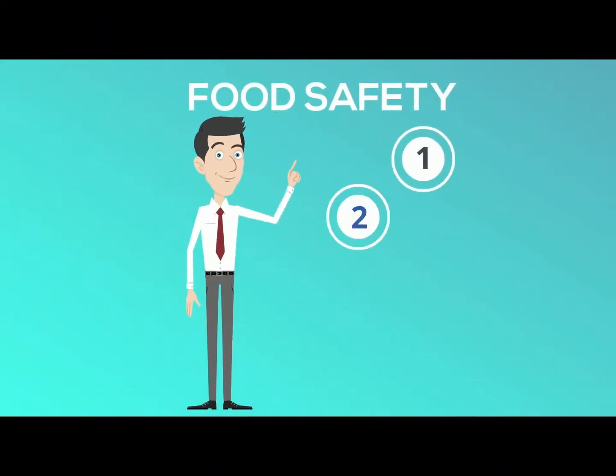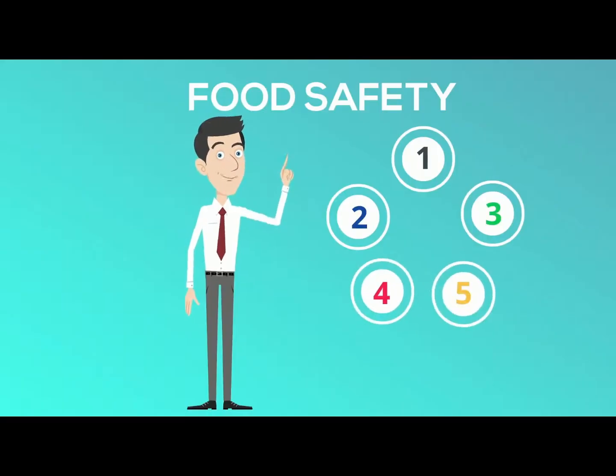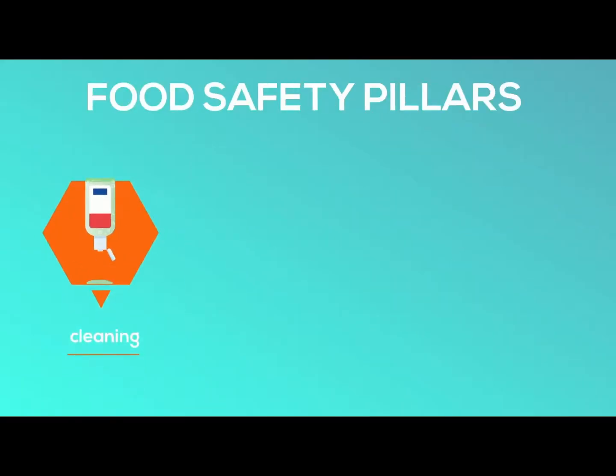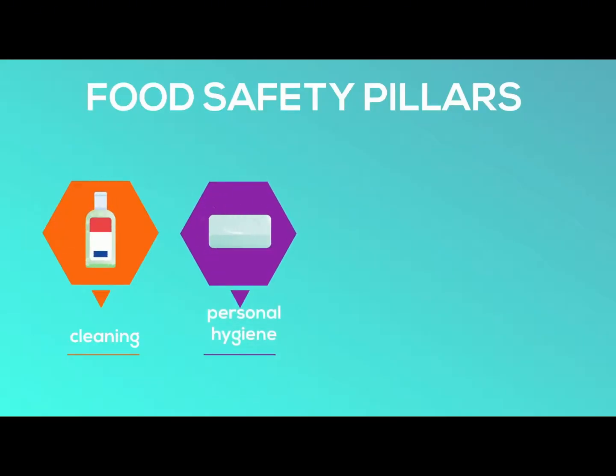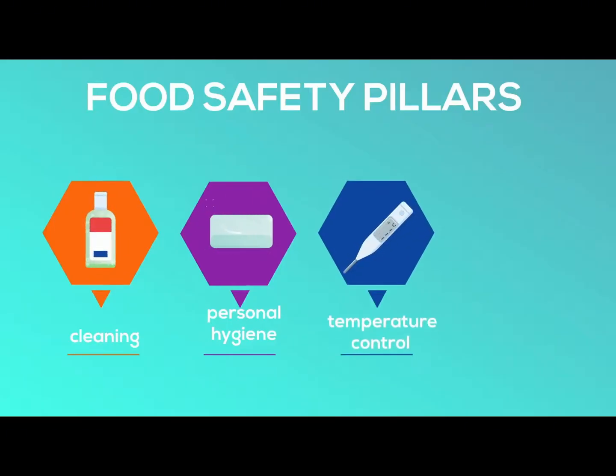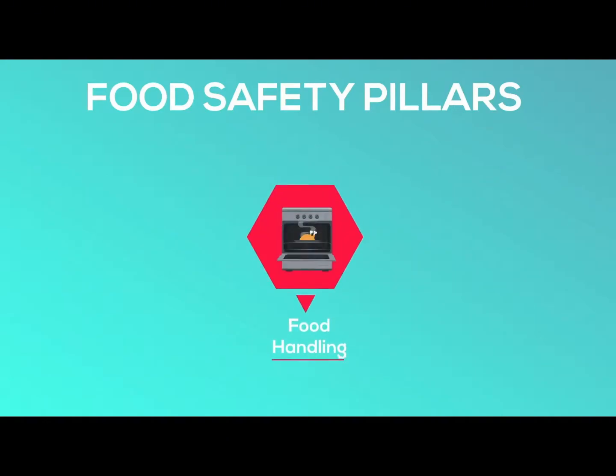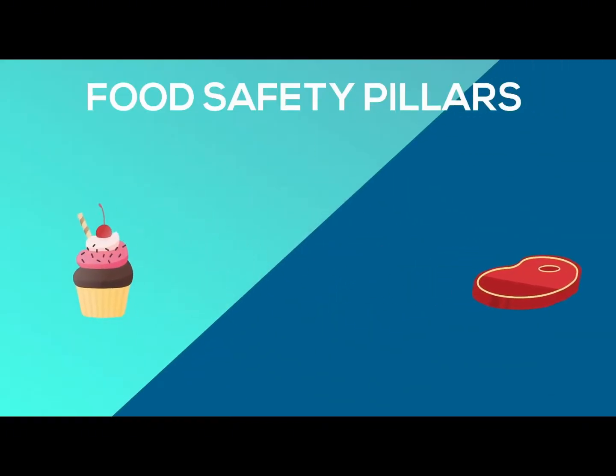Food safety can be achieved in 5 basic pillars: proper cleaning and sanitizing of all surfaces, equipment, and utensils, maintaining a high level of personal hygiene, especially hand washing, keeping foods cold when needed and keeping foods hot when required, storing foods in a way that prevents cross-contamination, and cooking, reheating, and cooling of foods, as well as the prevention of cross-contamination during the preparation process.